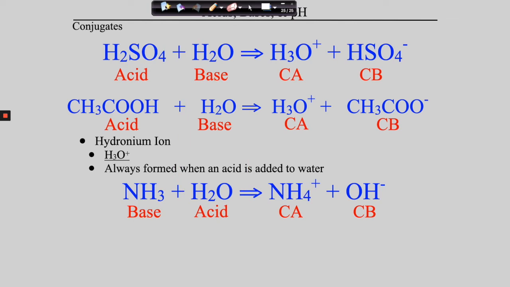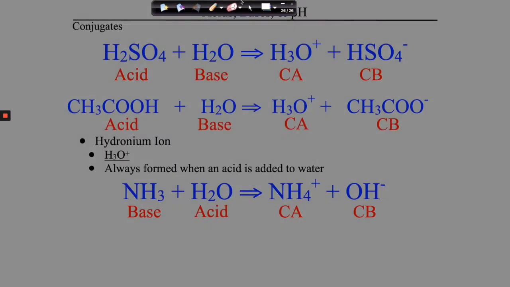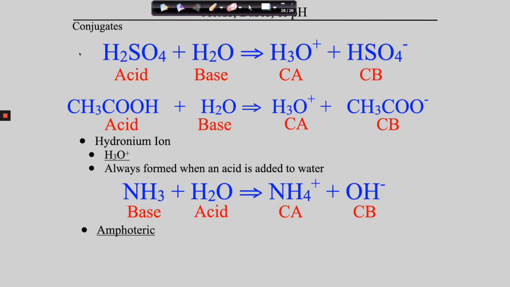But guys, that property makes water what we call, and there's a line for you to write this down, amphoteric. Amphoteric refers to a substance that can act as an acid or a base depending on the other substance. And as a matter of fact, that's actually what acid and base means.